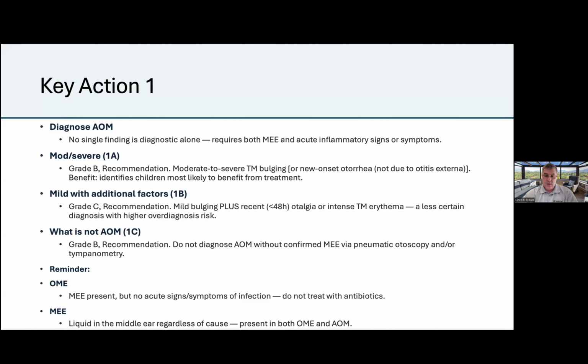And the authors were extremely persistent with their conversation regarding what is not acute otitis media. And that comes with pneumatic evaluation of the tympanic membrane.